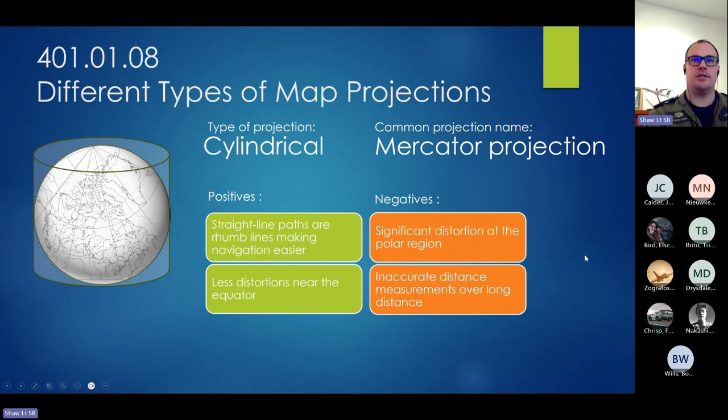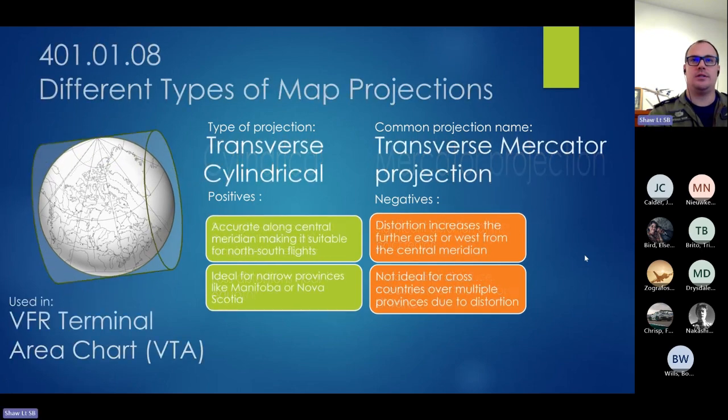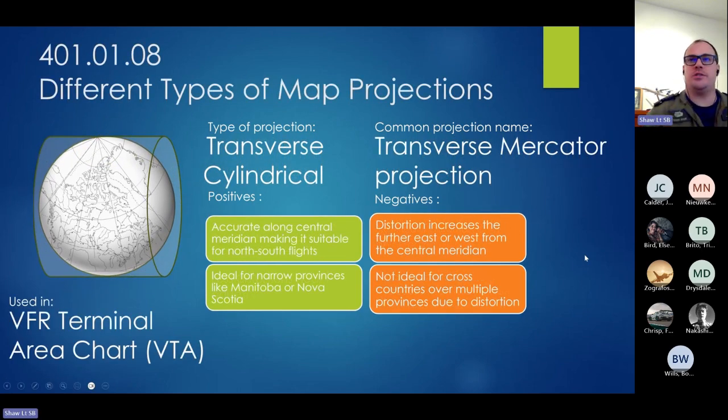So Mercator projection is cylindrical. So there's transverse cylindrical, which is transverse Mercator. So instead of that piece of paper touching the Earth at the equator, it's touching on maybe the prime meridian or something.